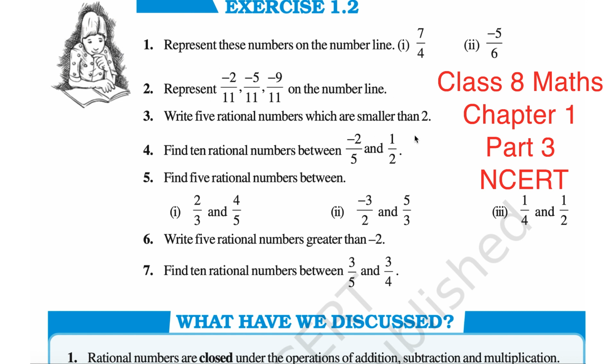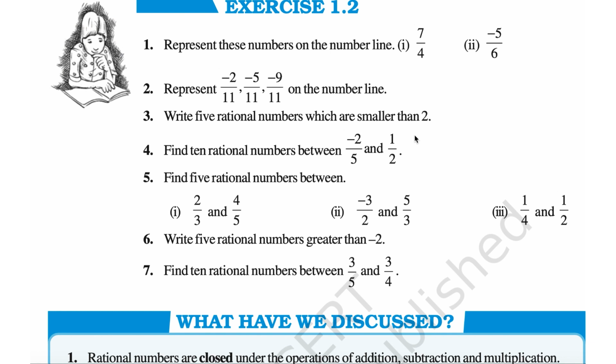Write 5 rational numbers which are smaller than 2. Okay, how many do you need? You need 5 rational numbers, right? So divide the space between 0 and 2 into 5. Okay, how can you divide in terms of 5? 2 you have to write as 10 by 5.